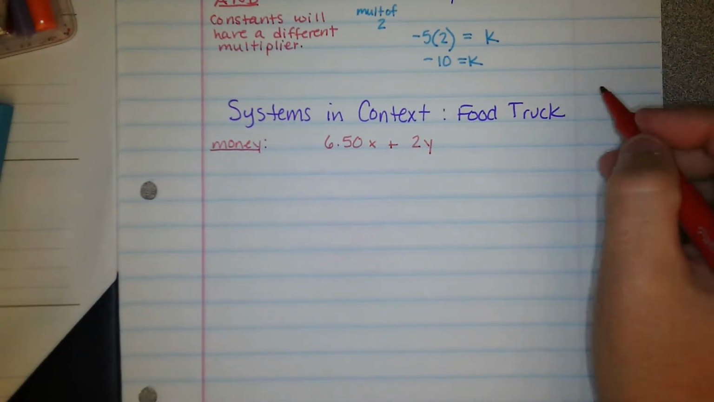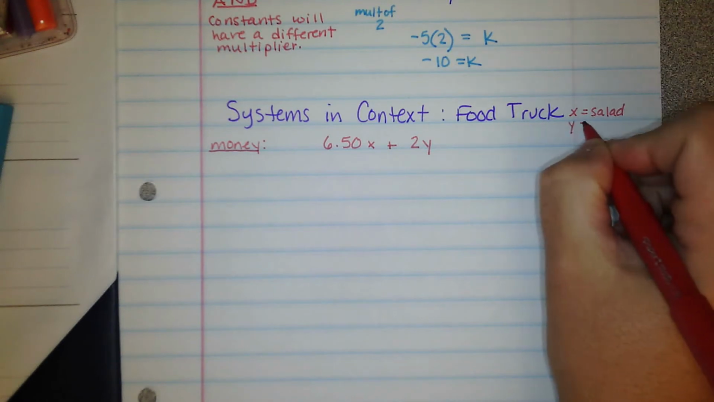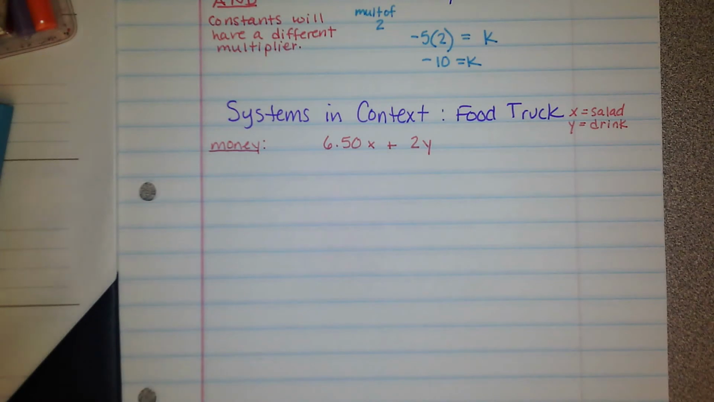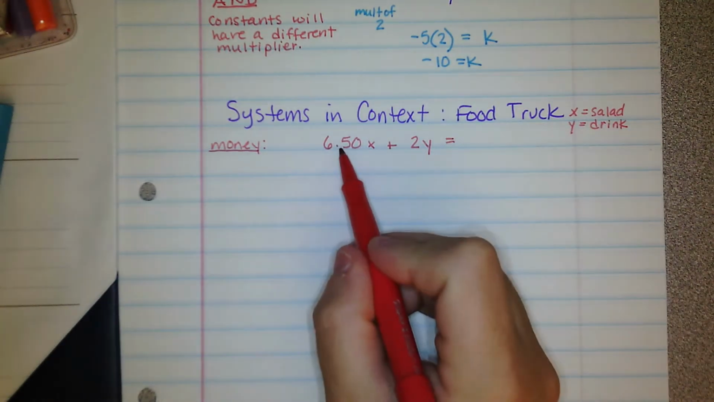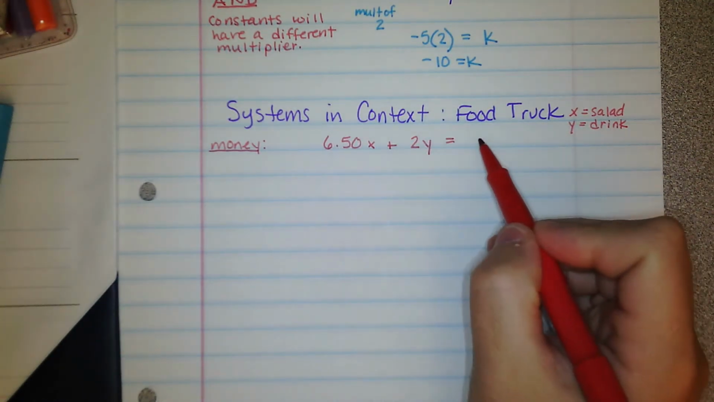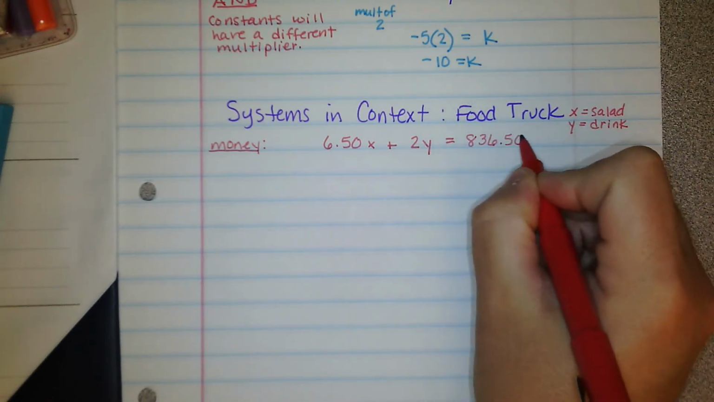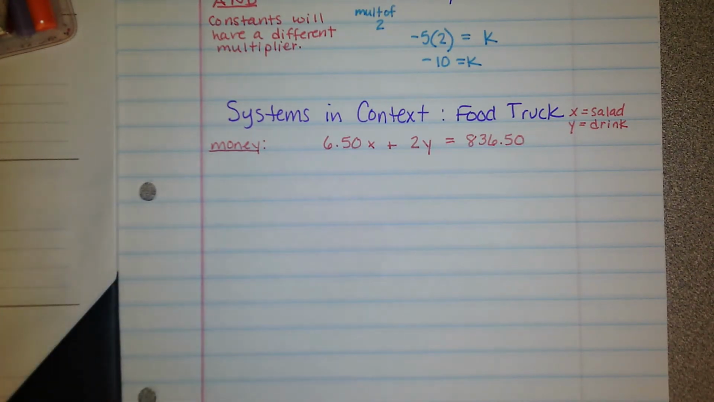Now over here on the side, I'm going to have that X is salad and that Y is drinks. If you want to use a letter that represents the thing, for instance, S for salad and D for drink, that's fine. Just make sure you keep your S as an S and not morph it into a 5 later in the problem, because that really messes you up. Now, the money here plus the money here is going to give us the grand total money over here. So that's going to be your $836.50.